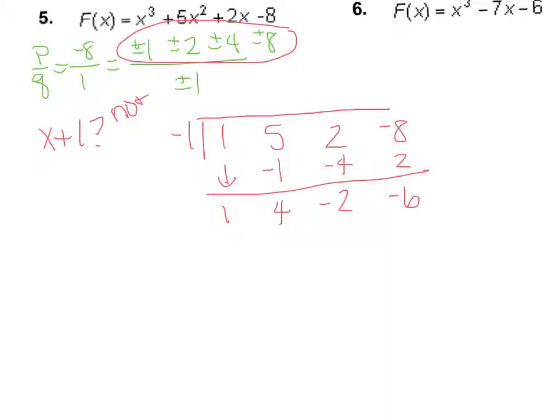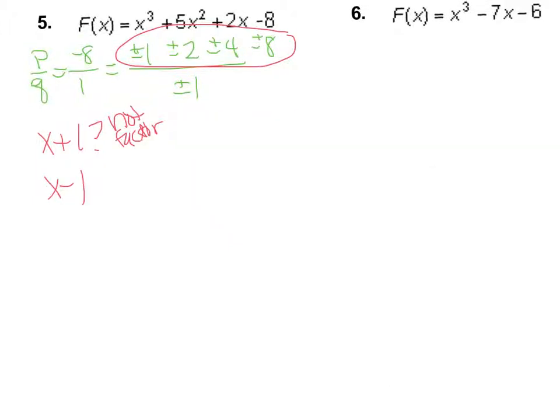So that's out. So I'm going to try this time, let's try x minus 1. We're going to see if it's a factor. So I'm going to put positive 1. Then I'm going to do my division symbol. Underneath there, I'm going to put 1, 5, 2, and negative 8.